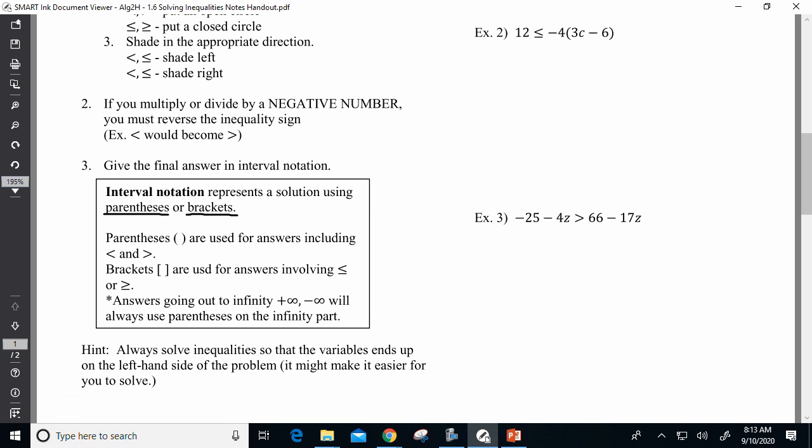And then the last thing that's here is more so a hint or key thing more than anything else. You want to try to solve your inequality so that the variables end up on the left-hand side. More or less because it just makes it easy for you to interpret, easy to solve the problem. If you want to put all your variables on the right-hand side, be my guest. But most of the time, if you put them on the left-hand side, it makes it easier to solve. So this is essentially the lay of the land of what we're going to be doing today, practicing solving inequalities. So let's go ahead and jump right on in.